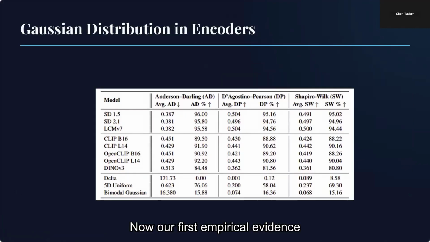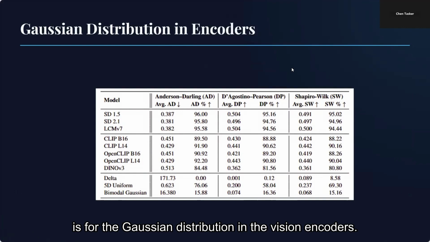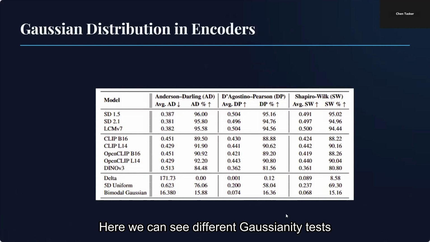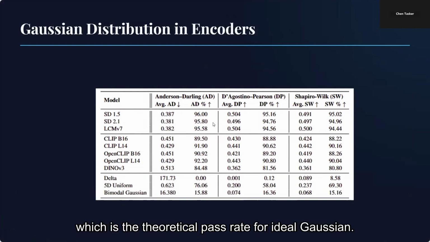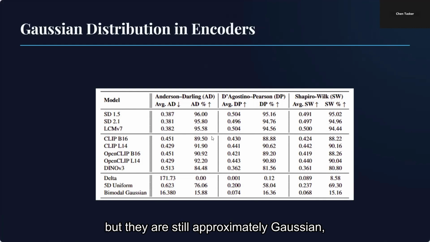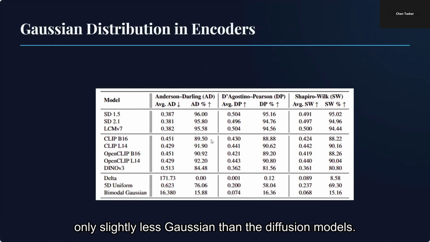Now, our first empirical evidence is for the Gaussian distribution in the vision encoders. Here we can see different Gaussianity tests that we did on different latent spaces. We can see that the initial diffusion noise passes at around 95% rate, which is the theoretical pass rate for an ideal Gaussian. And vision encoders pass at a slightly lower rate, but they are still approximately Gaussian, only slightly less Gaussian than the diffusion models.